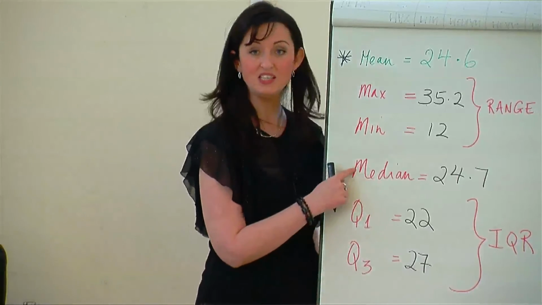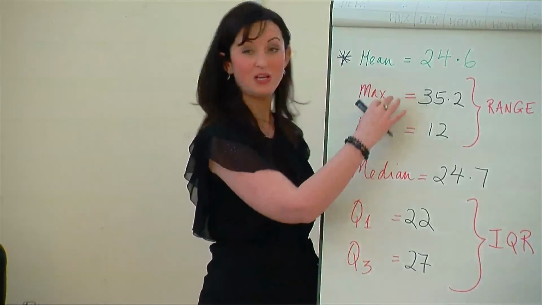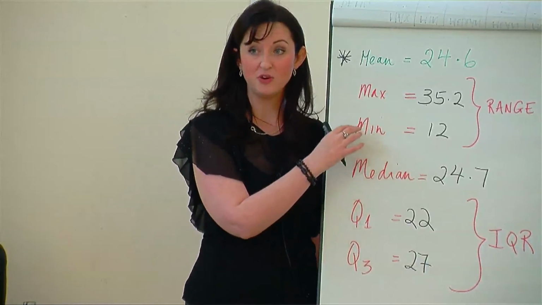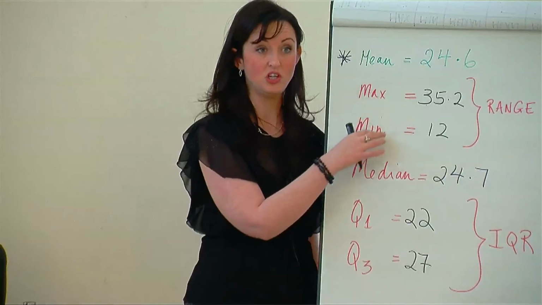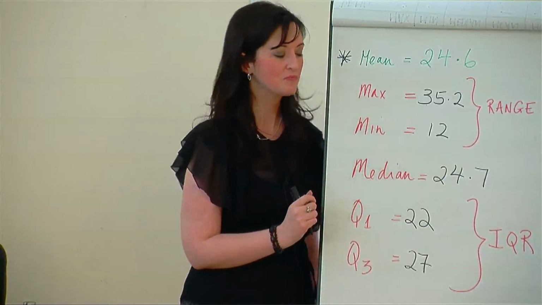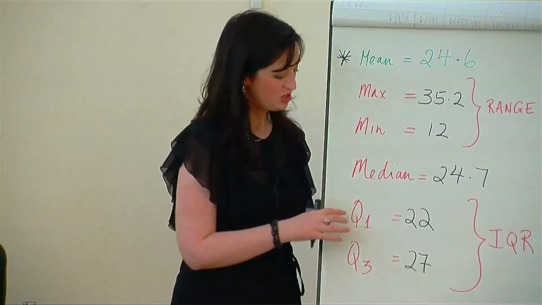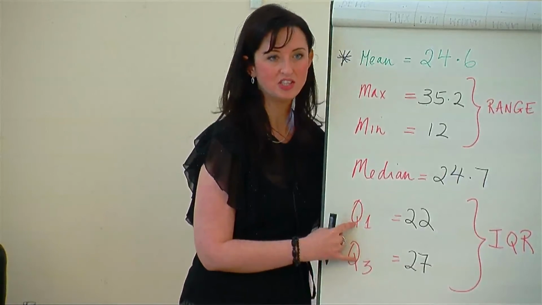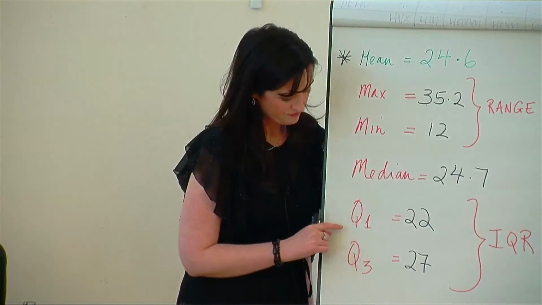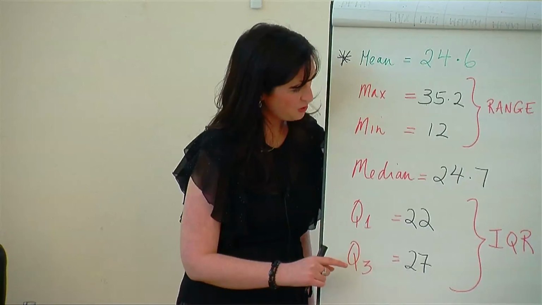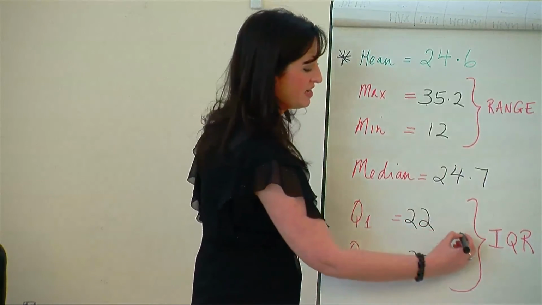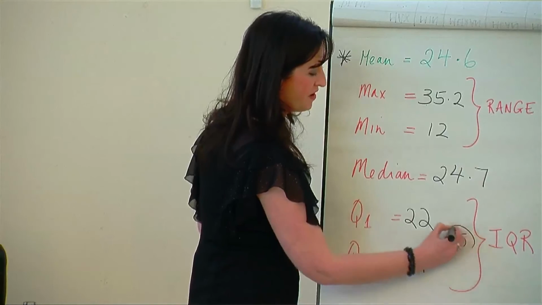Perfect. So your median looks like it's halfway between these two. So that's a lot of evidence for us, isn't it? That this is going to look bell-shaped if we draw a picture. Okay. I wonder now, does the interquartile range tell me anything? So let's just put it in. What is it? 22 and 27. So my interquartile range is 5.